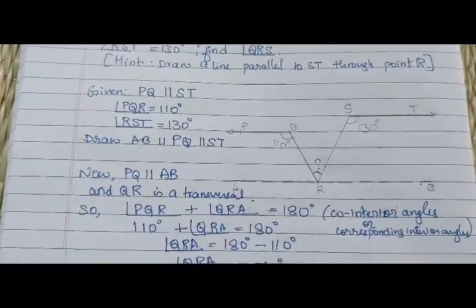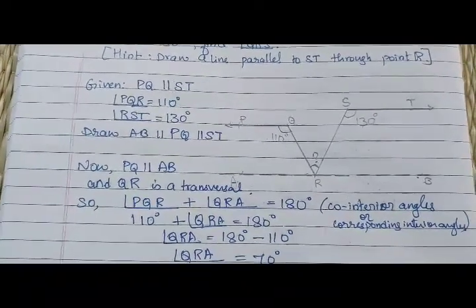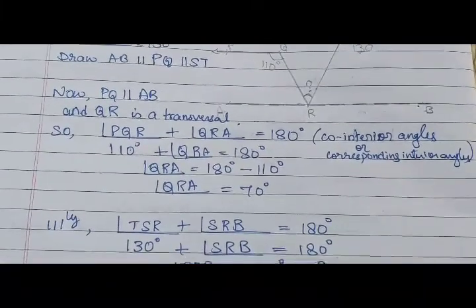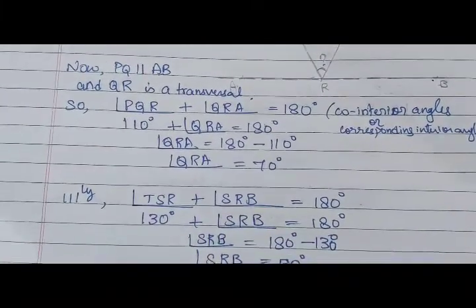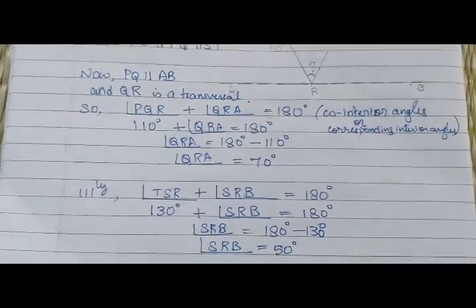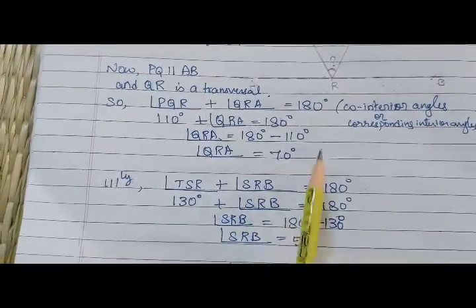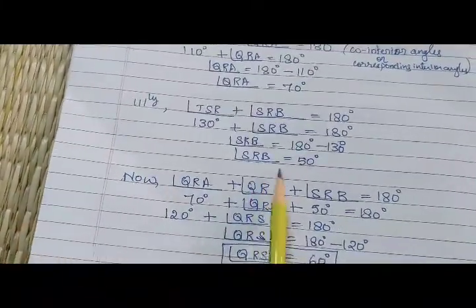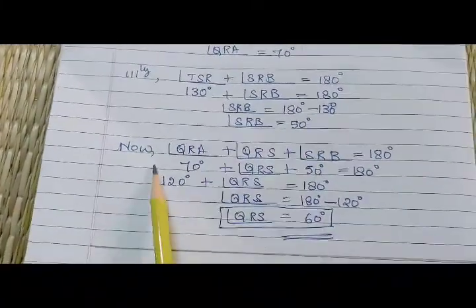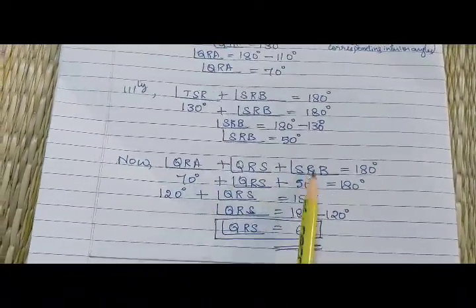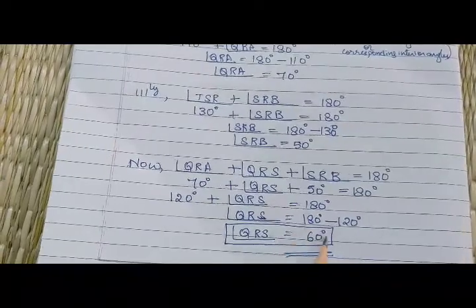Draw AB parallel to PQ parallel to ST. Now PQ is parallel to AB and QR is a transversal. So PQR plus QRA is equal to 180. Substituting, we get QRA is equal to 70. Similarly, we get SRB is equal to 50. We know that QRA plus SRB plus QRS is 180 degrees, so substituting, we get QRS as 60 degrees.